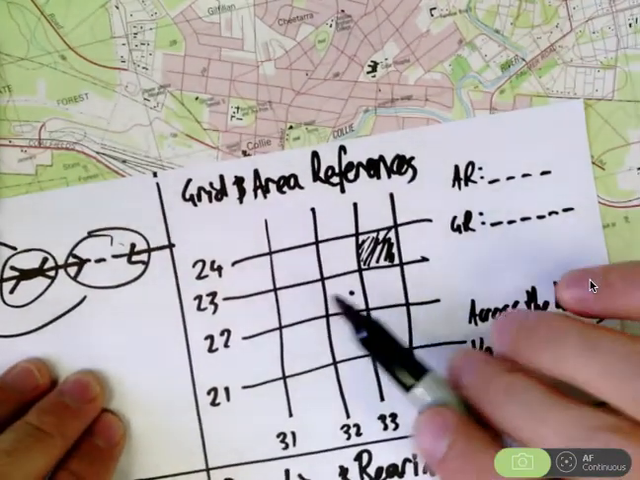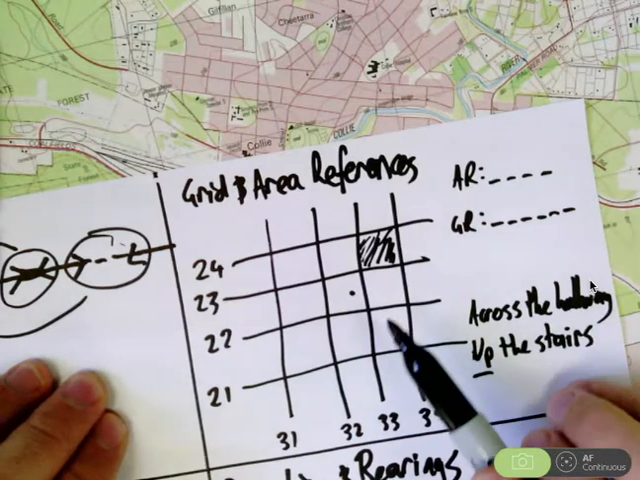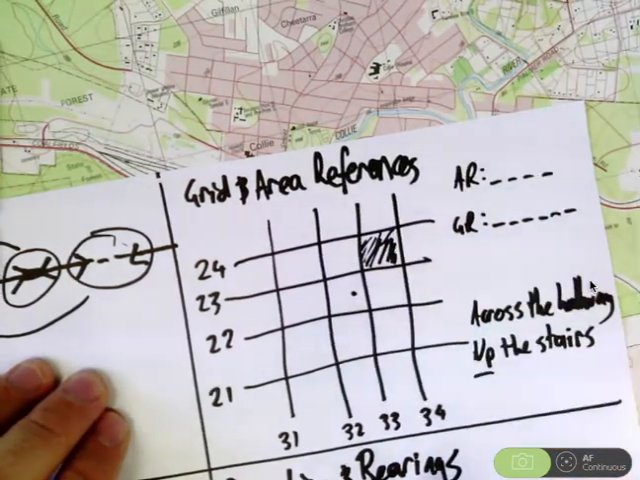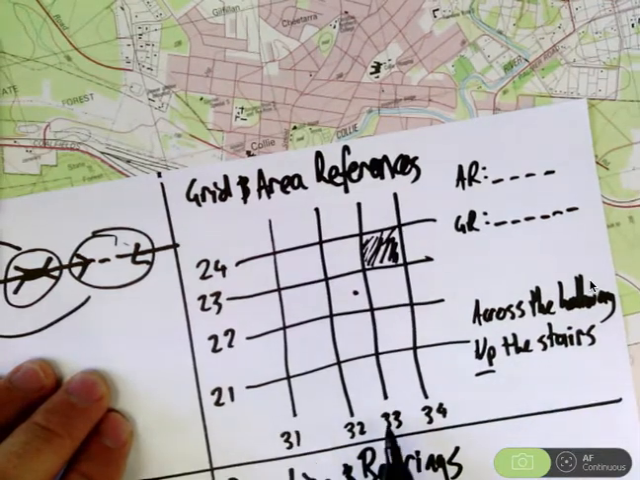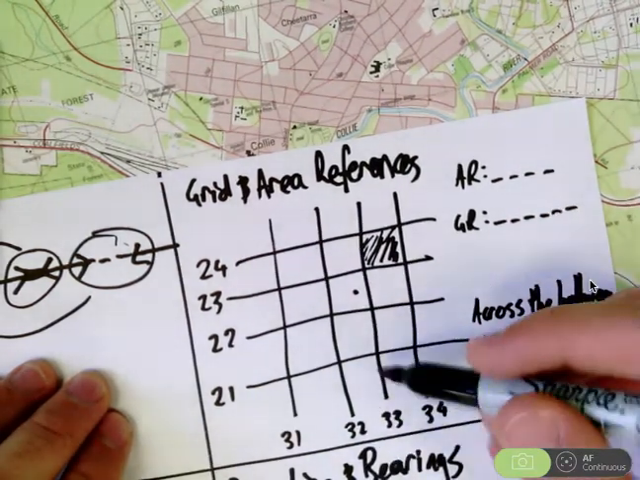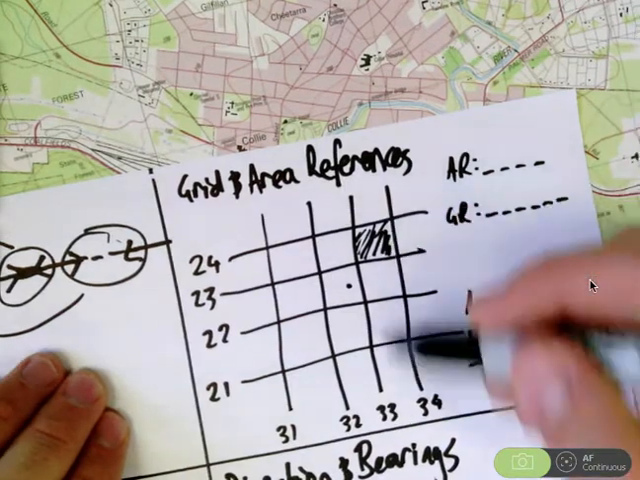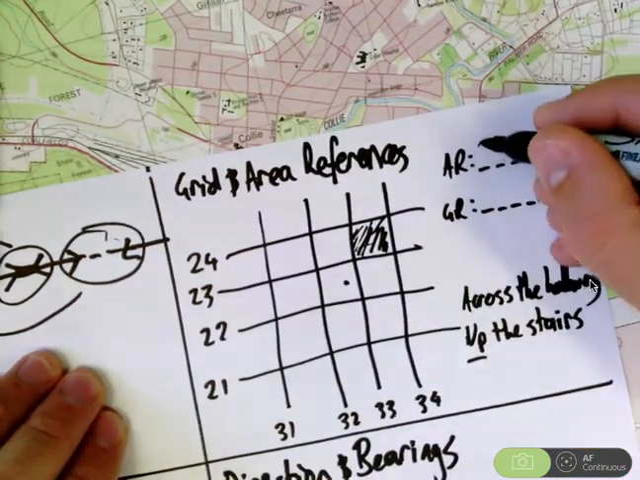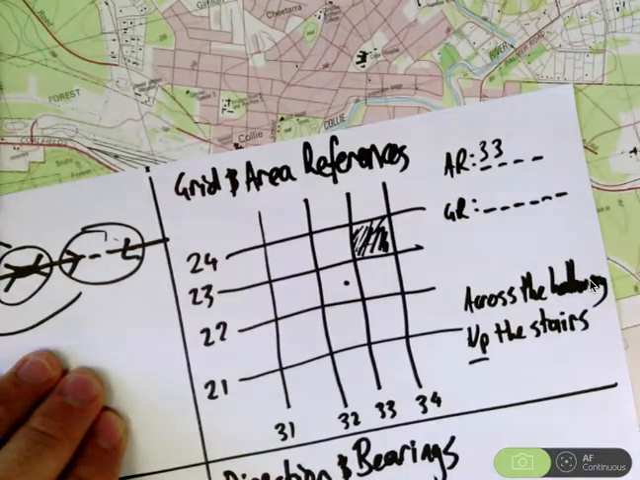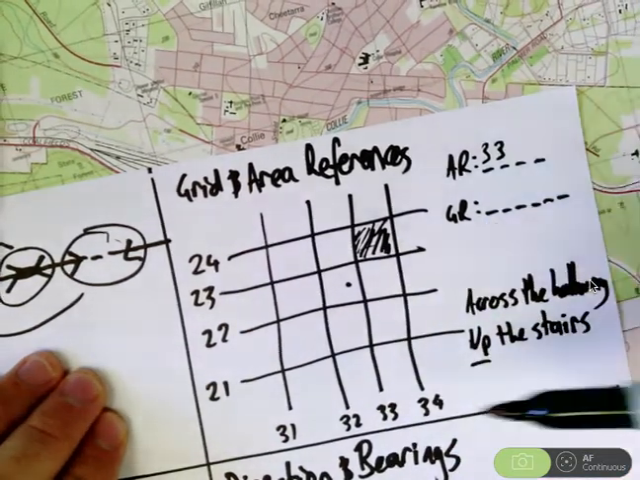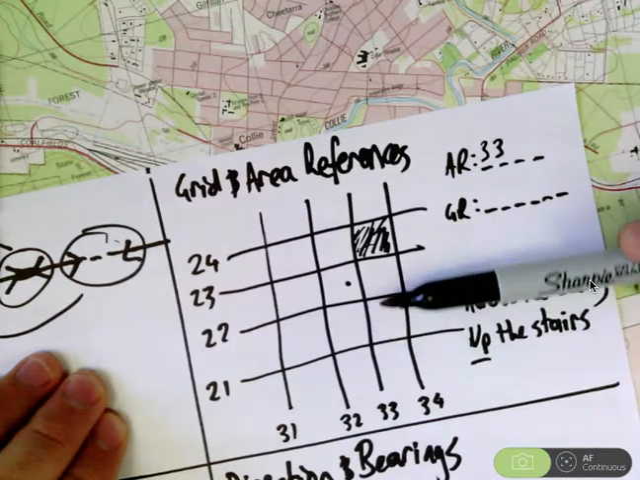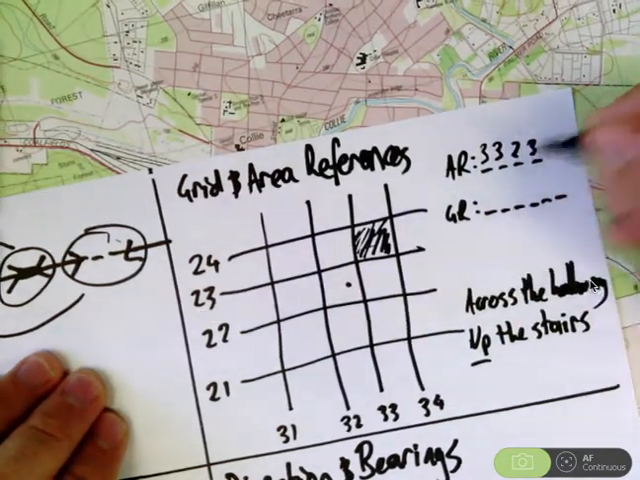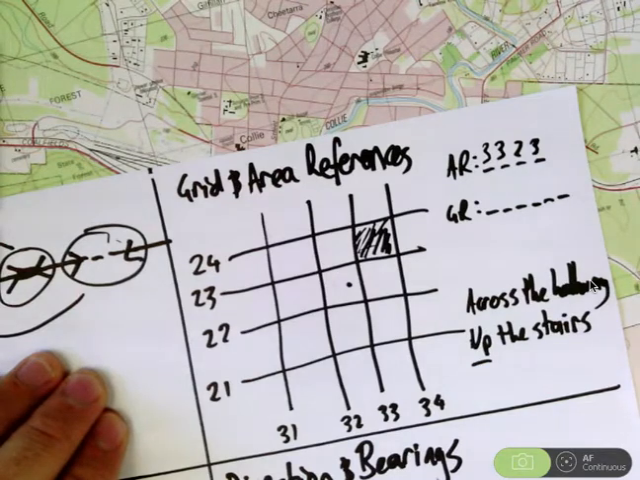Okay, so for example, in this little thing here, what is the area reference of this square? Okay, so we go across the hallway. We look at which number it falls across. So it's to the right of the 33rd line, so line number 33. Okay, so the first 2 digits here are going to be 33. Now we go up the stairs, so which line is it above? Above line 23. Area reference 3323.